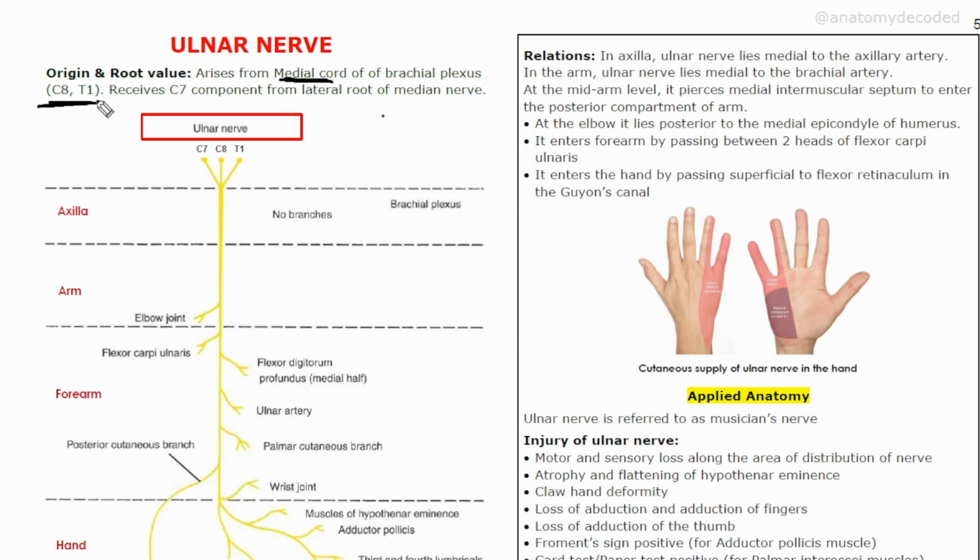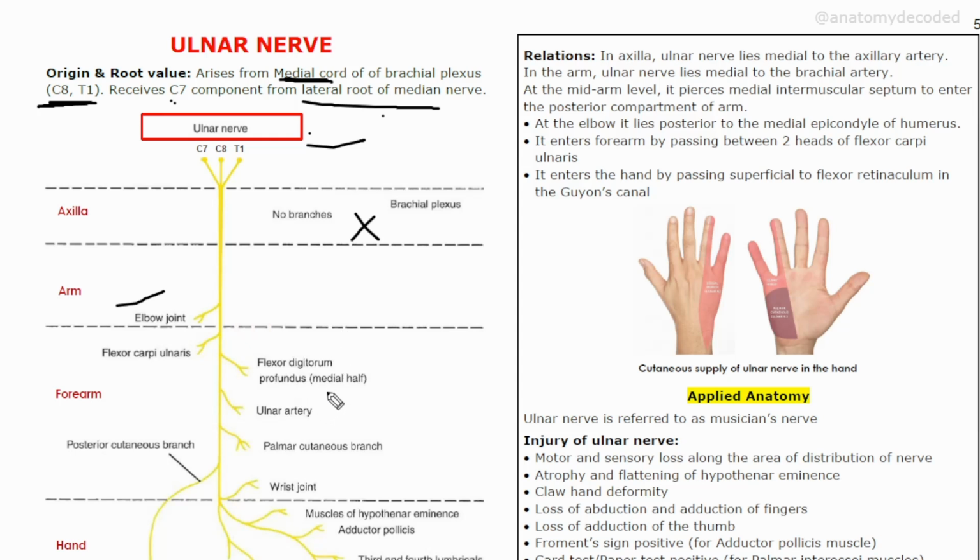The root value is C8 and T1, and it also receives the C7 component from the lateral root of the median nerve. So that's why the root value becomes C7, C8, and T1. The brachial plexus is present in the axilla, and when the ulnar nerve arises from there in the axilla, it doesn't have any branch. Then in the arm, it gives a branch to the elbow joint.